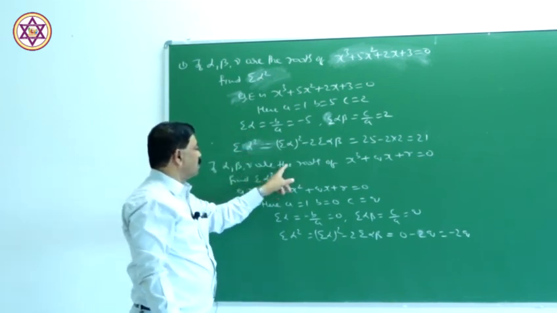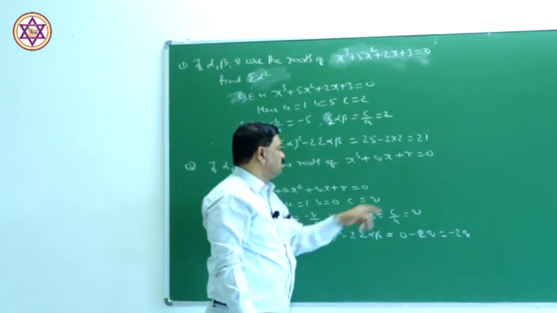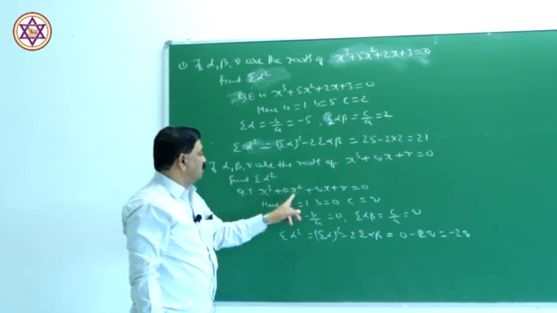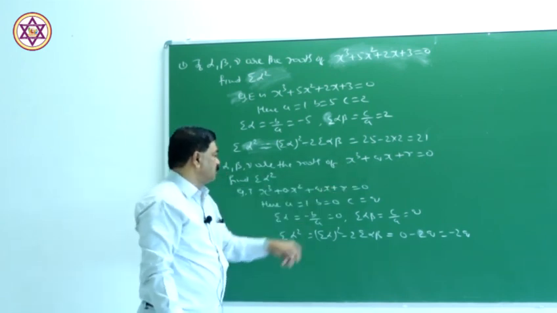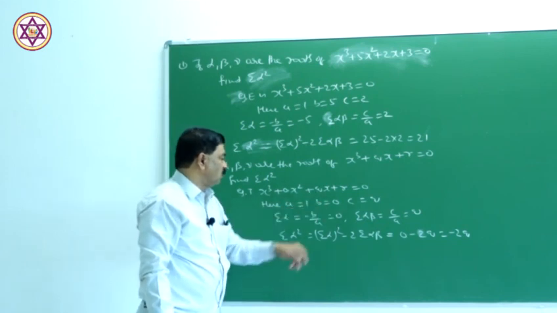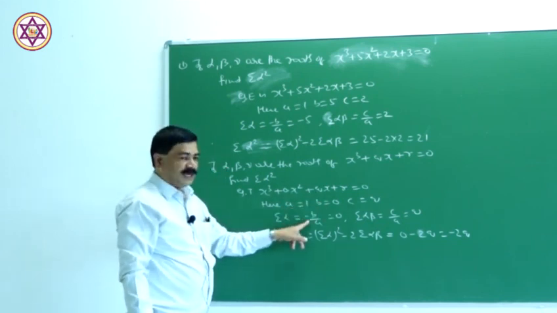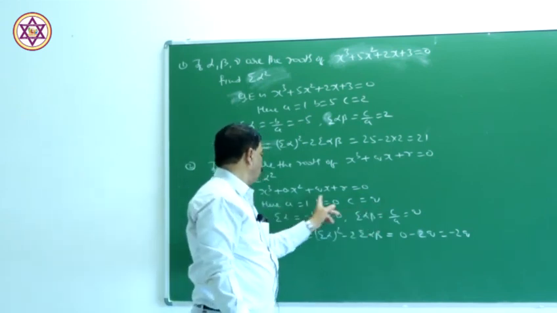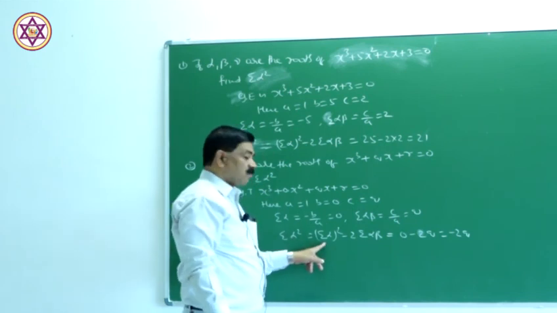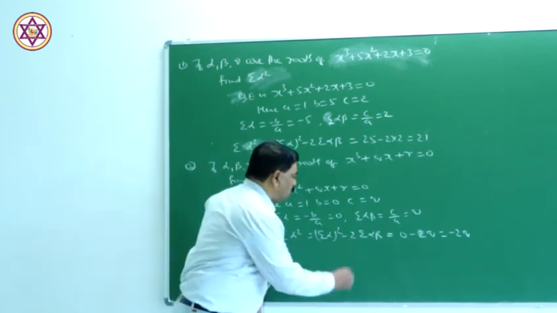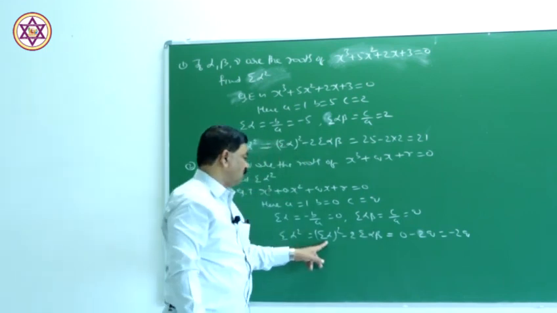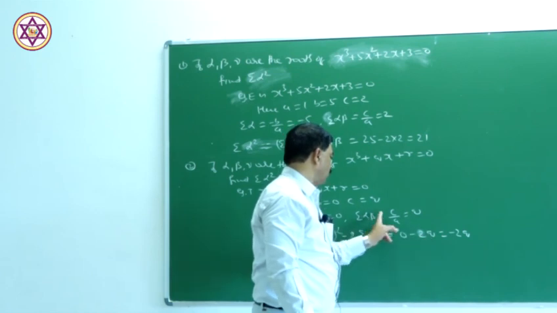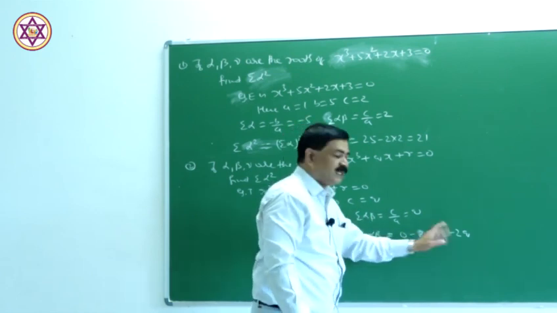If alpha, beta, gamma are the roots of x³ + qx + r is equal to 0, find sigma alpha squared. x³ plus 0 x² plus qx plus r, x square term is missing, A is 1, B is 0, C is q. Sigma alpha means minus B by A, sum of roots, B is 0, so 0. Sigma alpha beta means C by A, q by 1. Sigma alpha squared formula: sigma alpha squared minus 2 sigma alpha beta, here 0, this one is minus 2 times C by A, sigma alpha beta means q, so minus 2q, that's all.